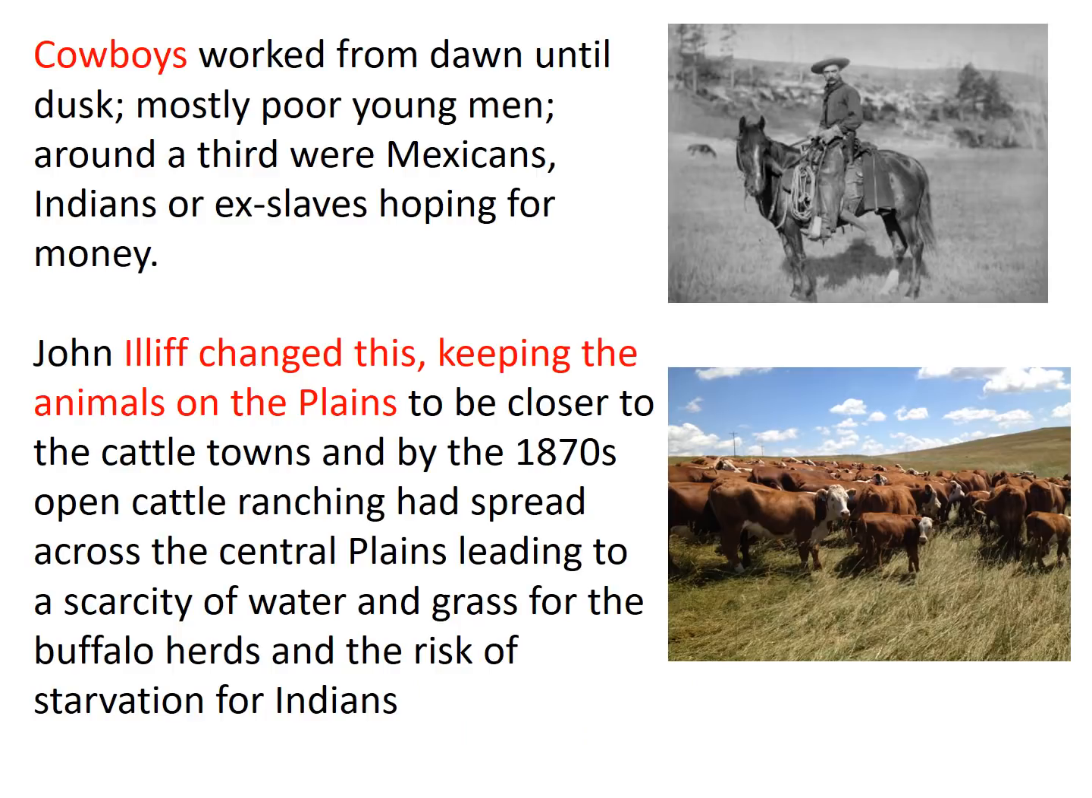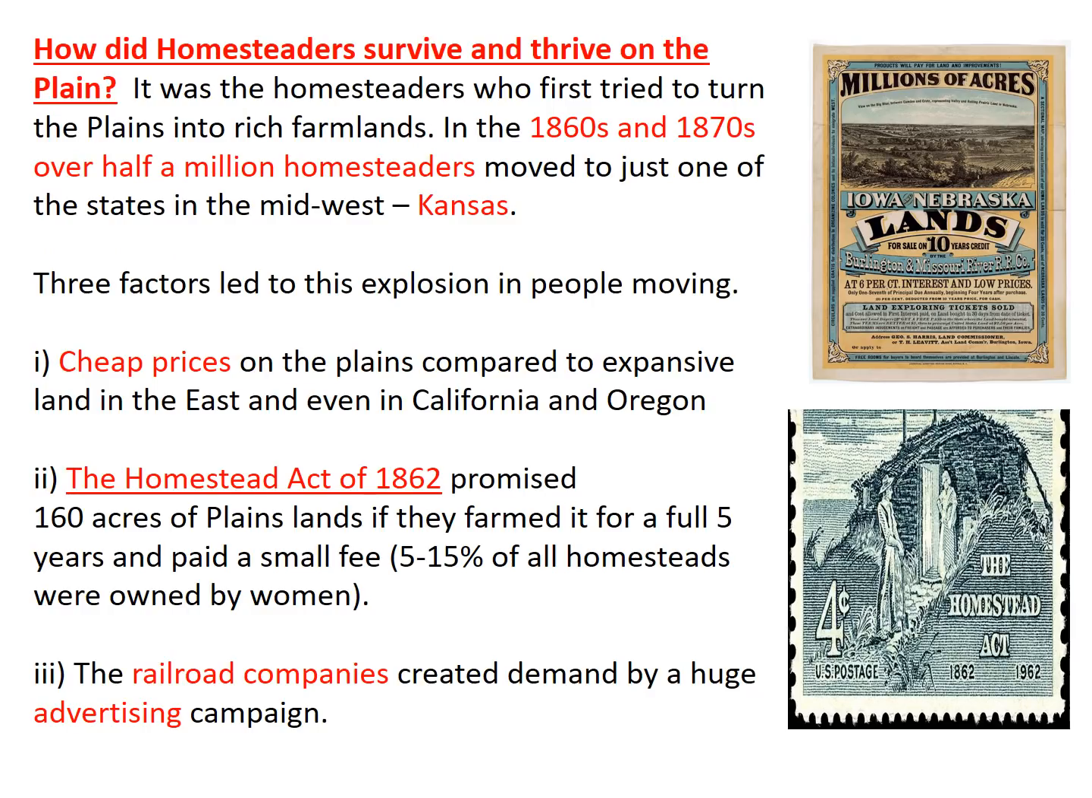Cowboys, despite their image, were often very small because they needed to stay on a horse. Mostly poor young men. About a third were Mexicans or Indians or ex-slaves hoping for money. We get a change because that only lasts about 20 years, those drives. John Iliffe changed this. He says, let's keep the animals on the plains to be closer to the cattle towns, and open cattle ranching had spread throughout the Central Plains. Now this causes problems for anyone trying to live in the plains because there's a scarcity of water and grass for the buffalo herds, and the Indians are at a risk of starvation.